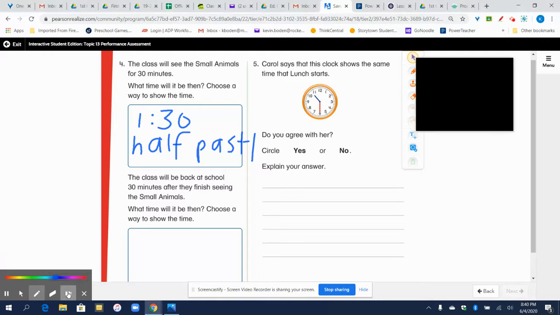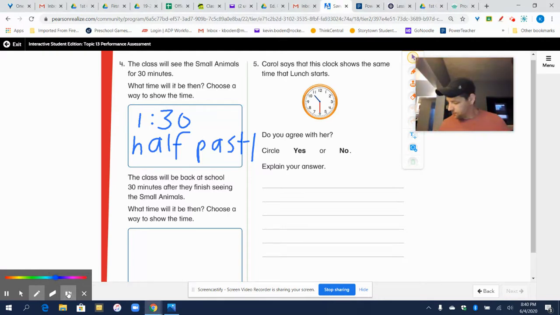I'm going to put my webcam back up so you guys can see me. So they finished at 1:30. I still have it up there. They finished at 1:30. But now it takes them 30 minutes to get back to school. So we have to go another half clock, 5, 10, 15, 20, 25, 30, or I can just jump all the way half the clock. Whoop. There goes 30 minutes. What time is it whenever they get back to school?